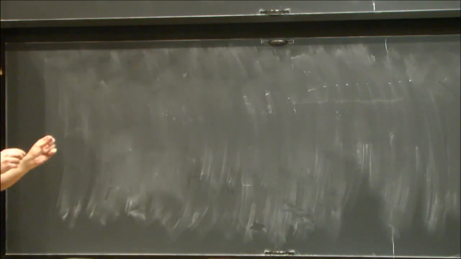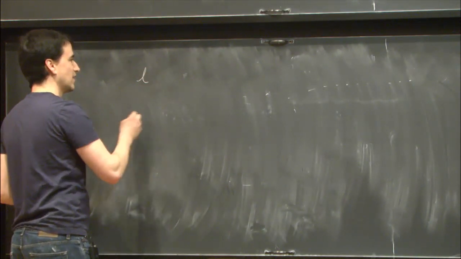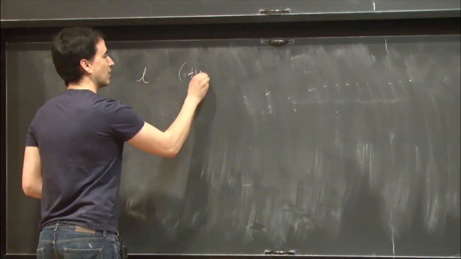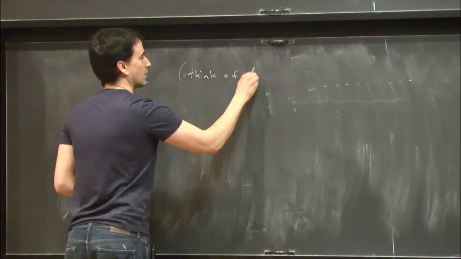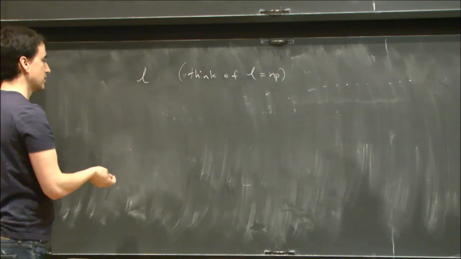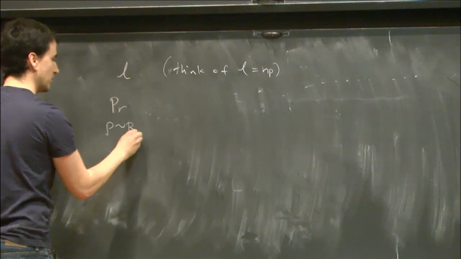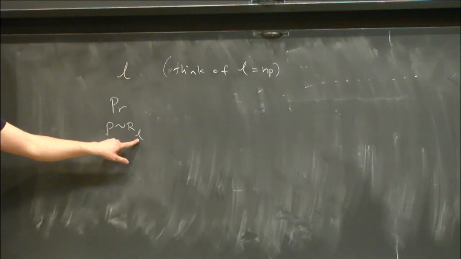However, I want to change things a little bit. Instead of looking at a p-random restriction where each variable is alive with probability p, I want to keep exactly L variables alive. So I take some parameter L and think of L as equal to n times p. Now I'm denoting by R_L the set of restrictions that keep exactly L variables alive.